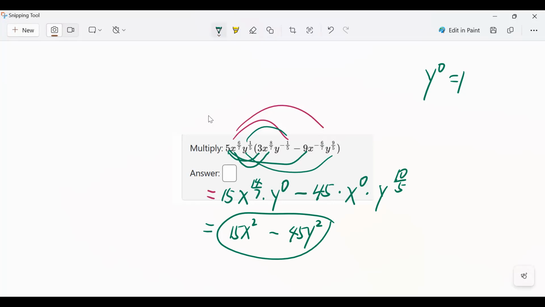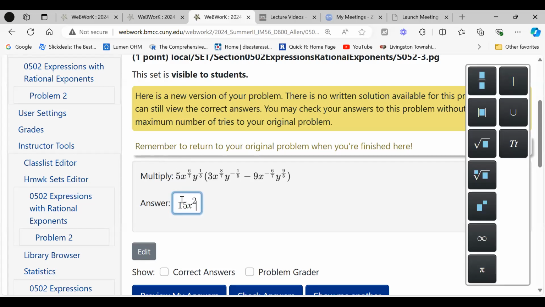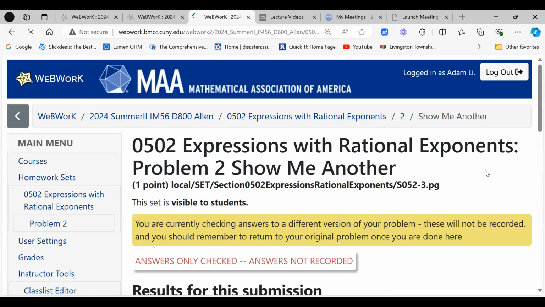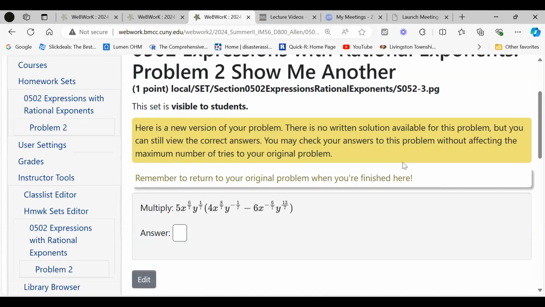You just pair them one by one: numbers go together, variables with the same base go together, and simplify using the exponent properties. Then we get the answer 15x squared minus 45y squared. Can we do it? You try one.